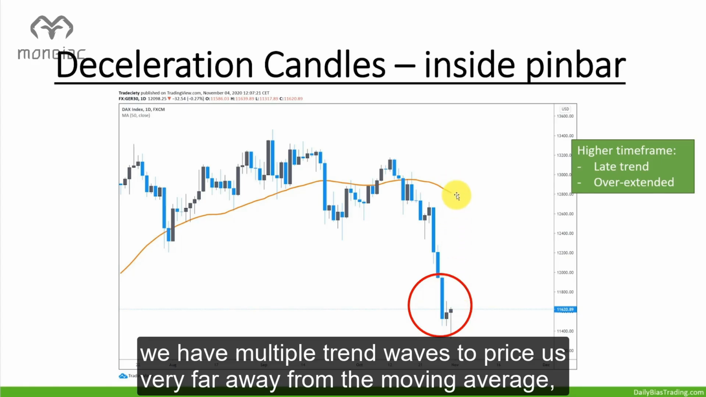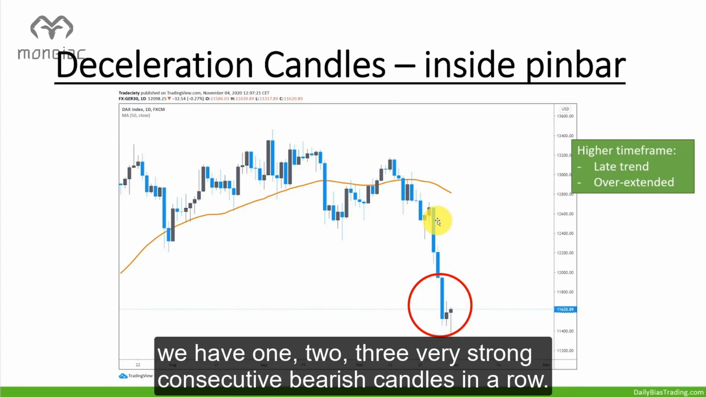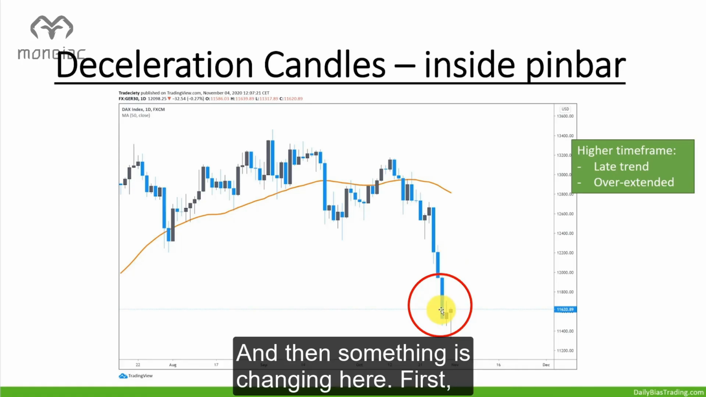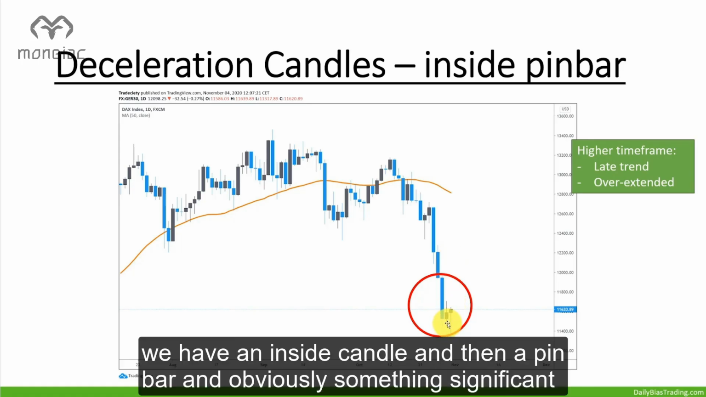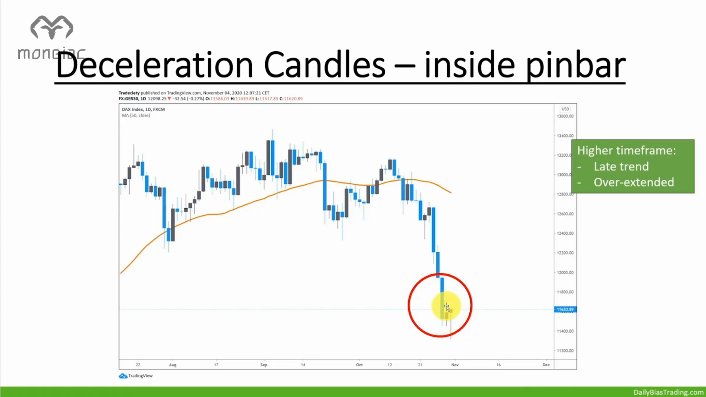The price is very far away from the moving average. We have 1, 2, 3 very strong consecutive bearish candles in a row, and then something is changing here. First we have an inside candle and then a pin bar. And obviously something significant must have happened here.